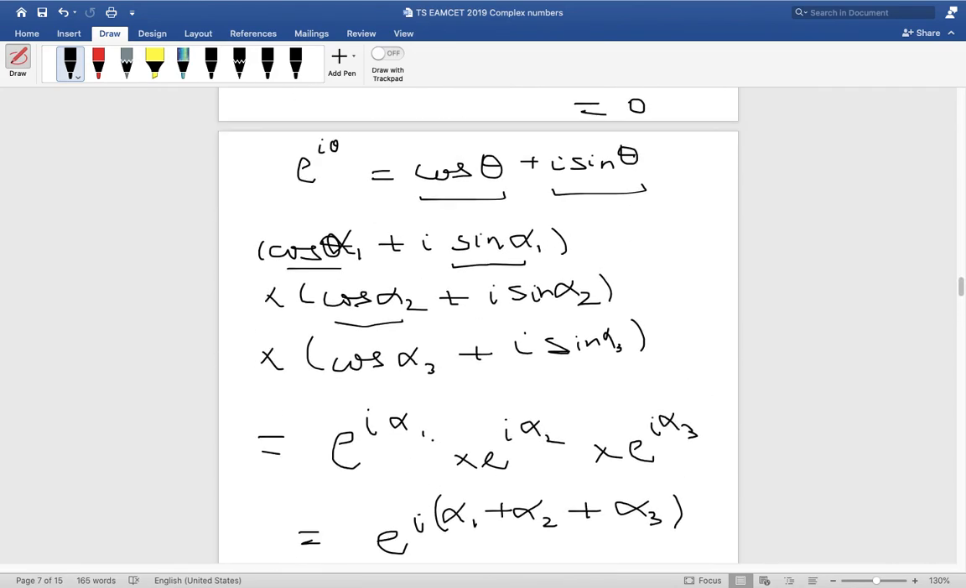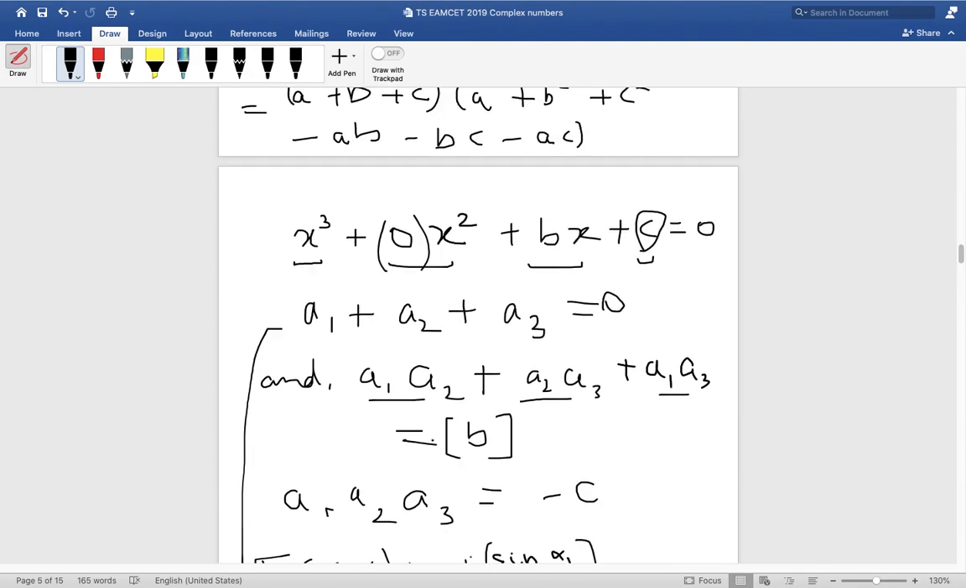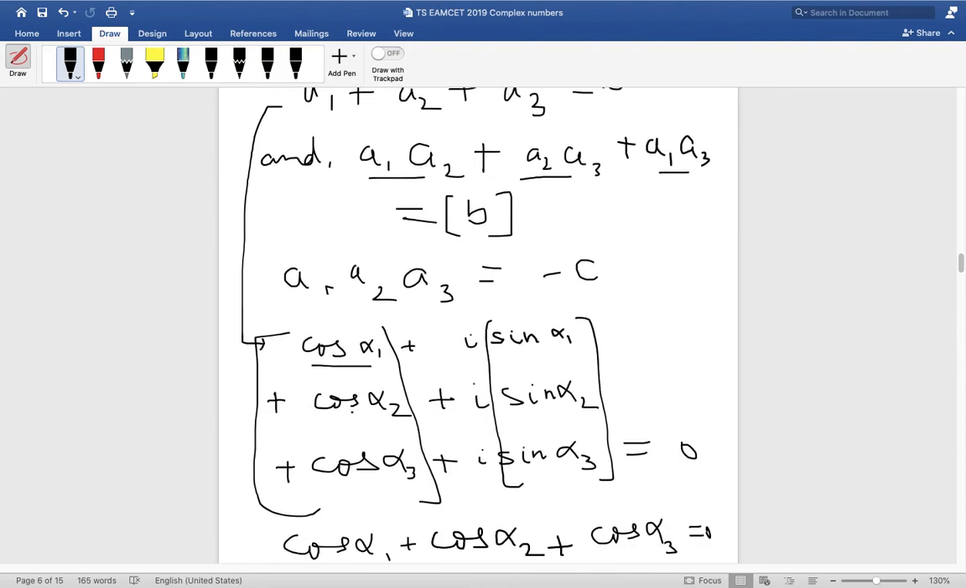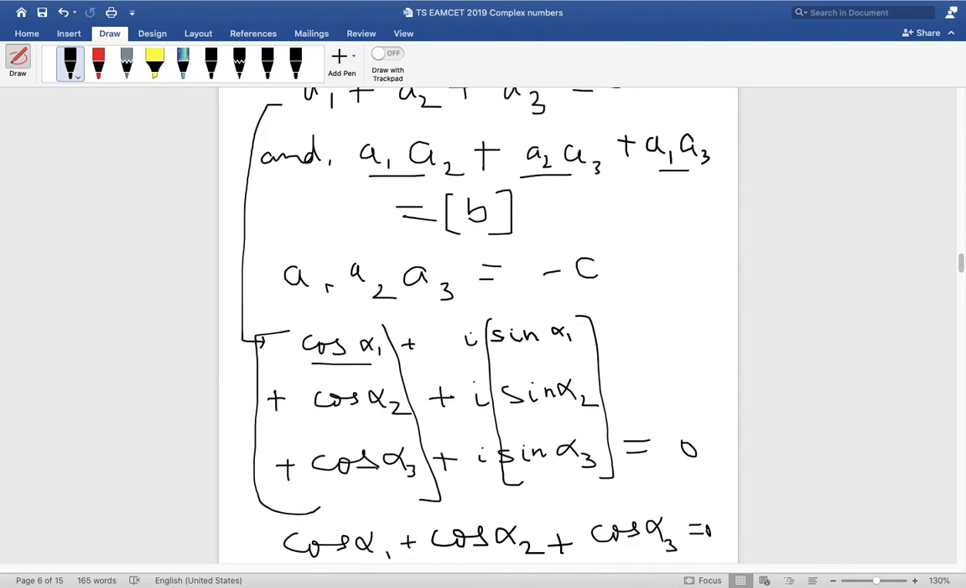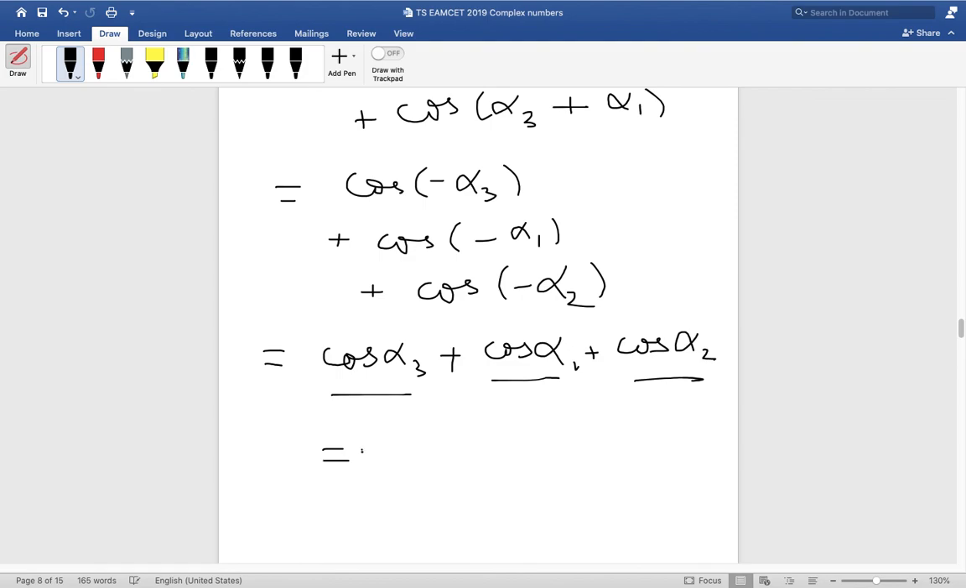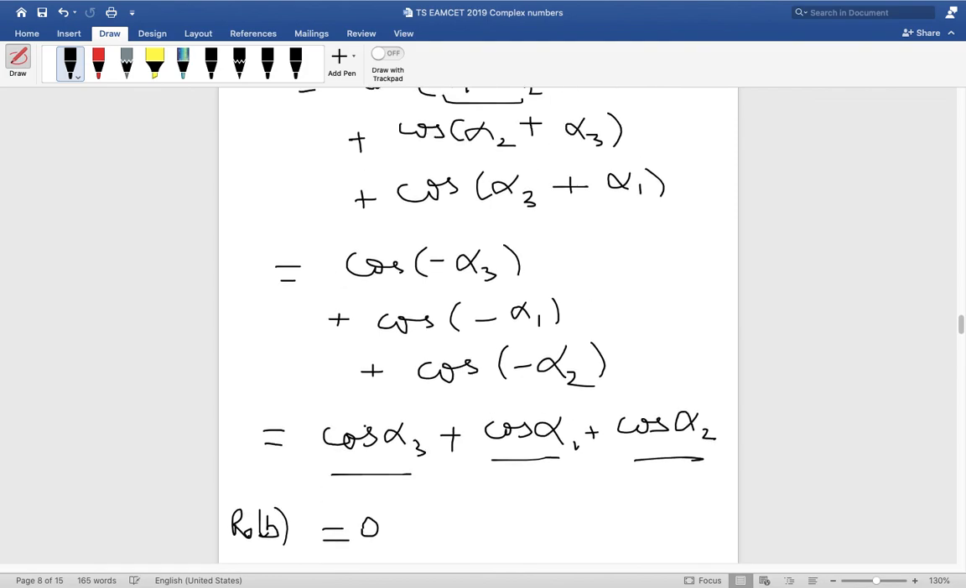Now we also know that the sum of the roots is 0 because this is the equation that is given to us. So the sum of the roots is already given to us as 0. So from there we derive that cos alpha 1 plus cos alpha 2 plus cos alpha 3 is 0. So this number is 0. So the real part of b is equal to 0 here.